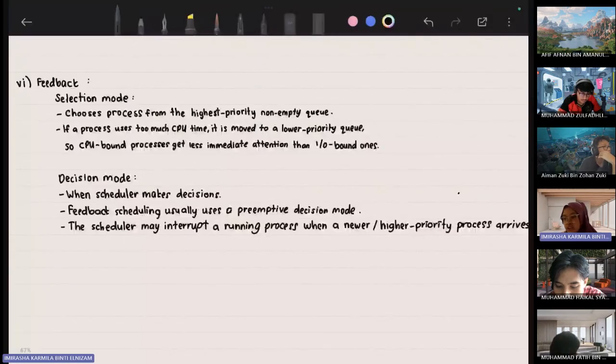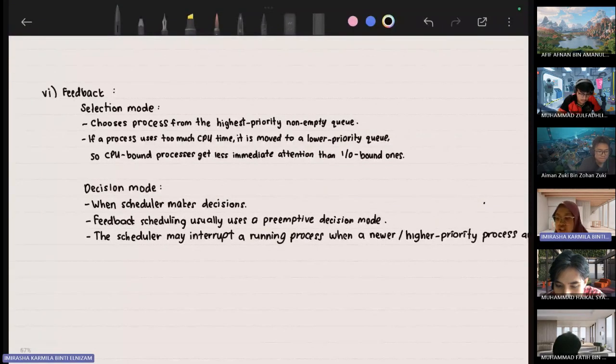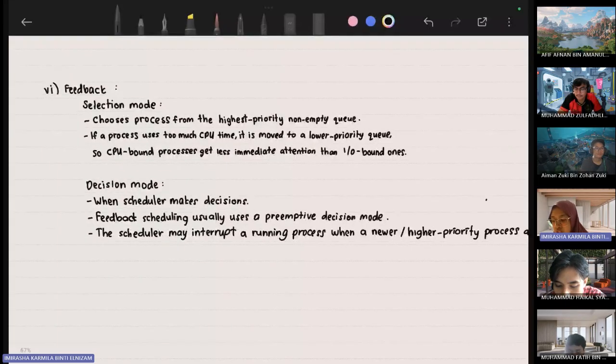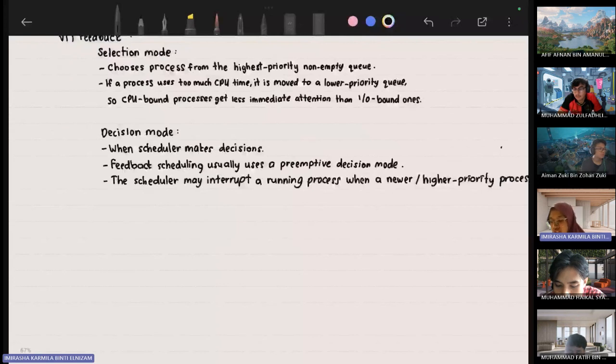The last policy is feedback. Feedback selection mode chooses a process from the highest priority non-empty queue. If a process uses too much CPU time, it is moved to a lower priority queue, so CPU-bound processes get less immediate attention than IO-bound ones. For the decision mode in the feedback scheduling policy, it usually uses a preemptive decision mode. The scheduler may interrupt a running process when a newer or higher priority process arrives.